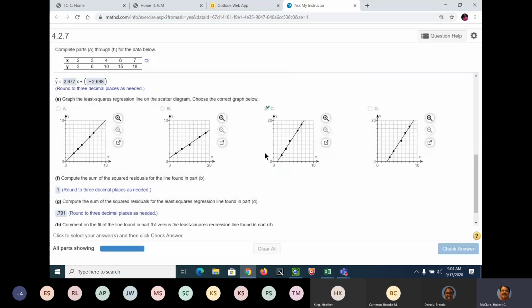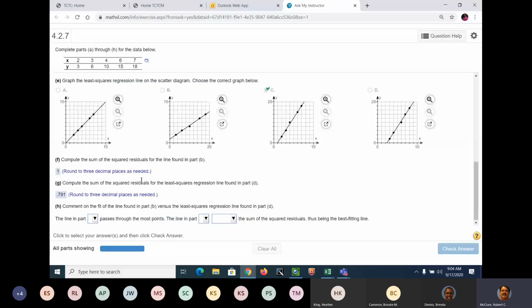And that's how you find the square of the residuals. The line in part, let's see which passes through the most points. I would say the least fit is what I would say. So I would say part D passes through the most points.